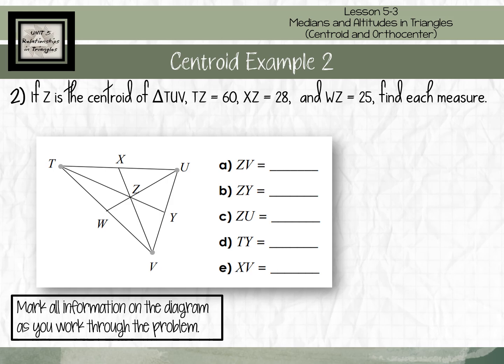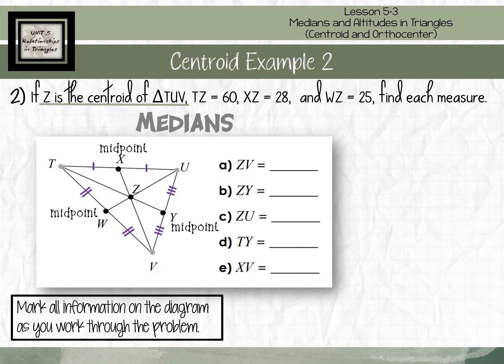Example number 2. If Z is a centroid of triangle TUV, so it's made up of medians, so we know all this information. The length of segment TZ, they give us the 60. Okay, so now we're looking for the lengths inside the triangle, and that's the longer part, which means if we want to get the shorter part, we are going to have to divide that by 2, and we get 30. So there's the length of segment ZY.